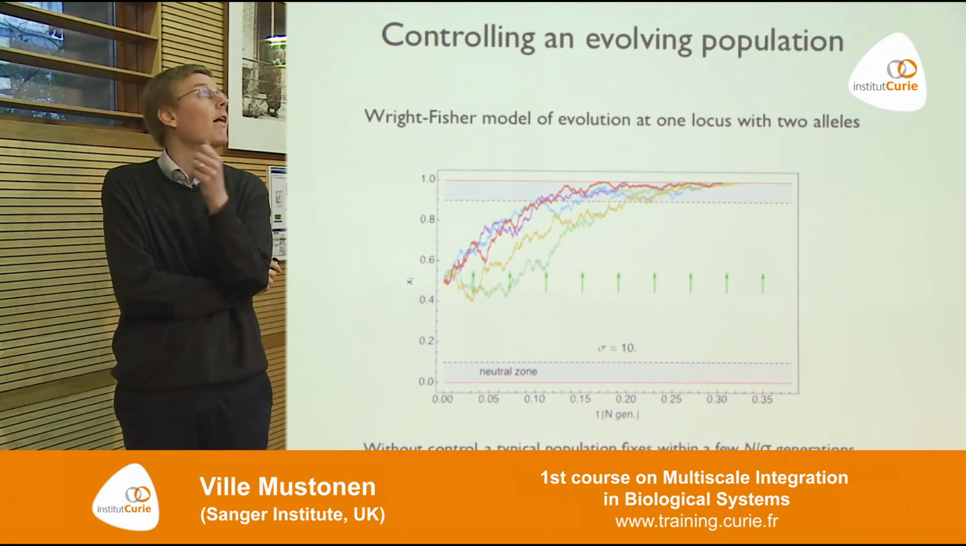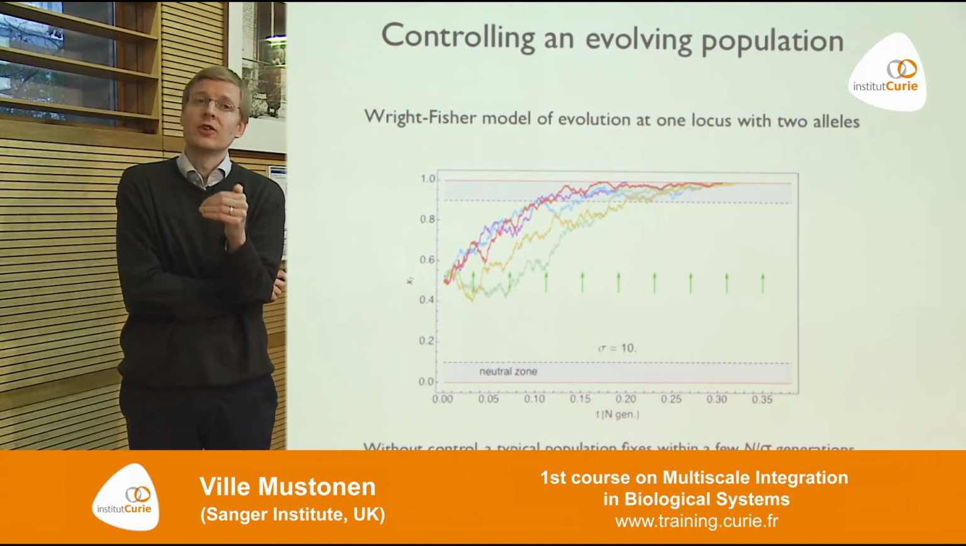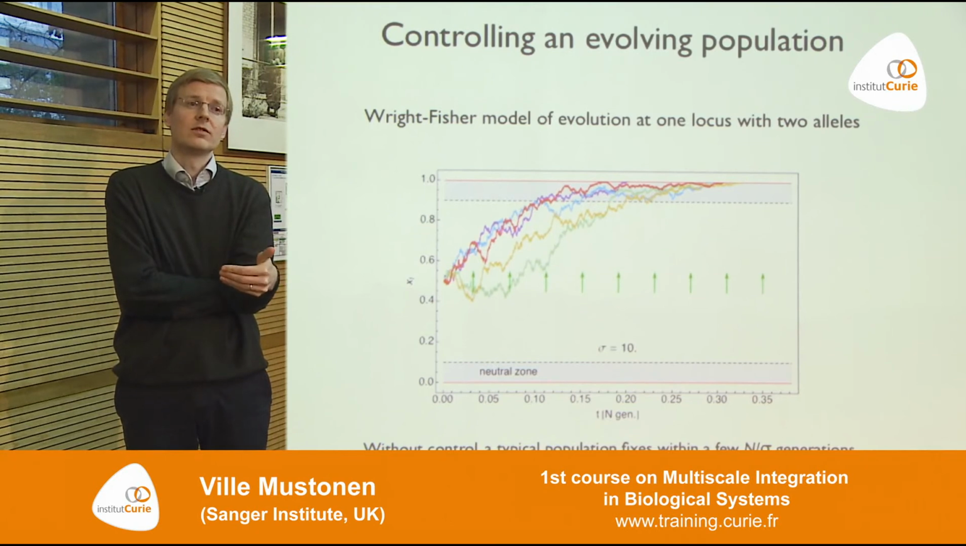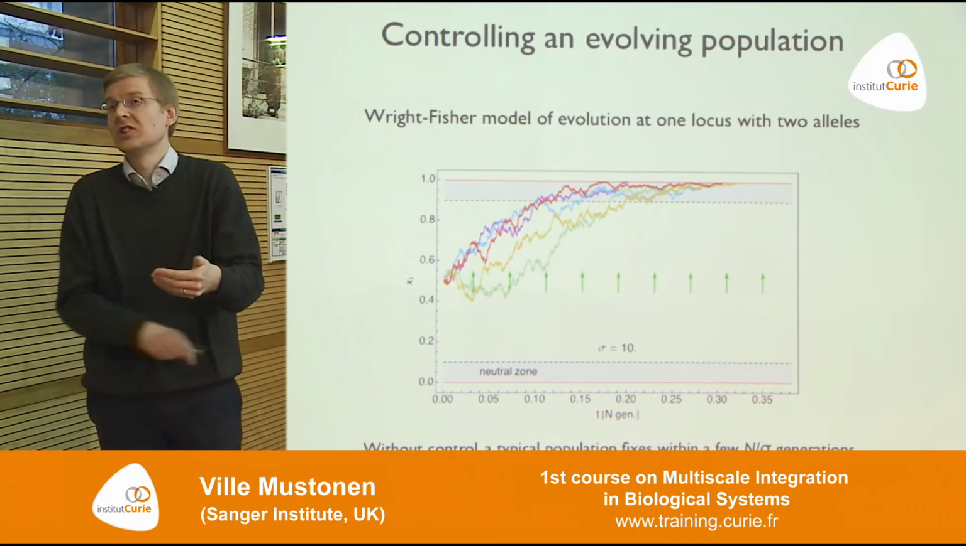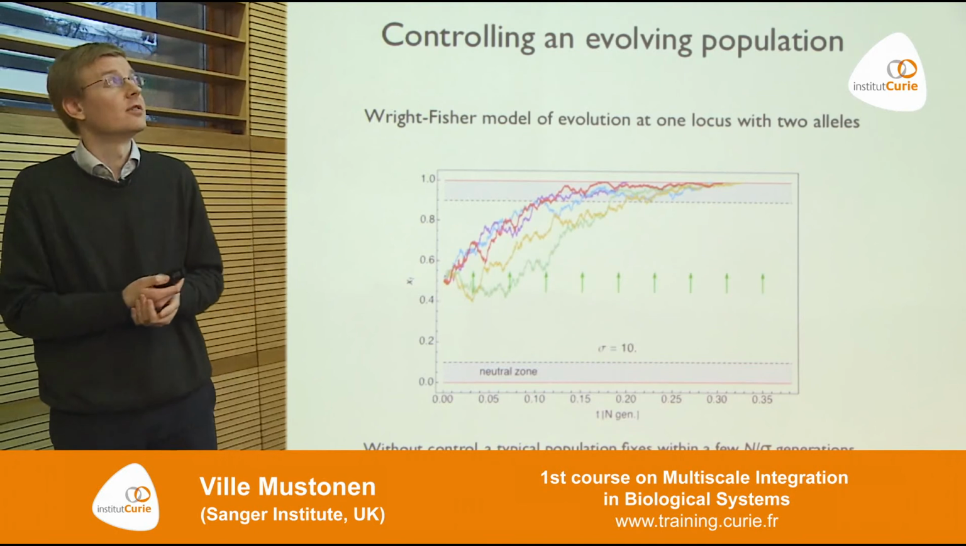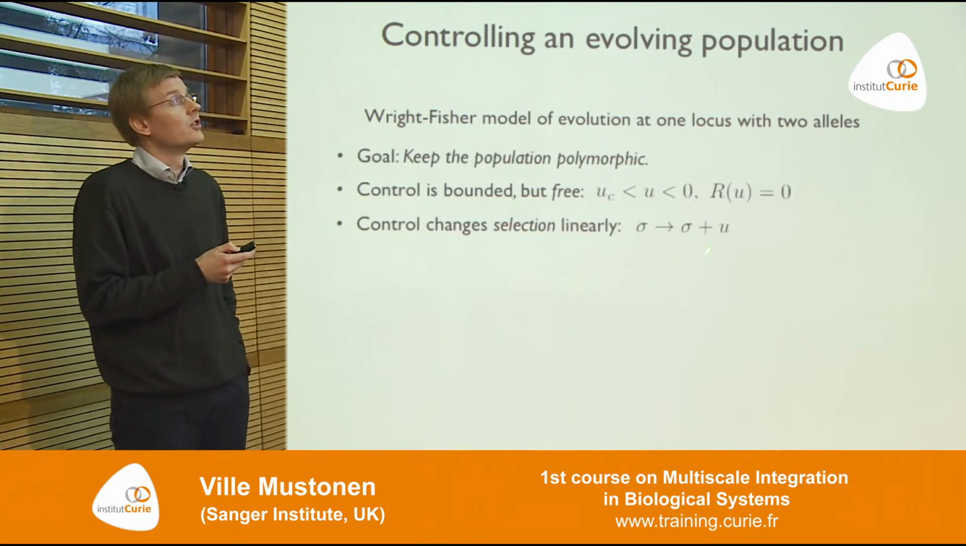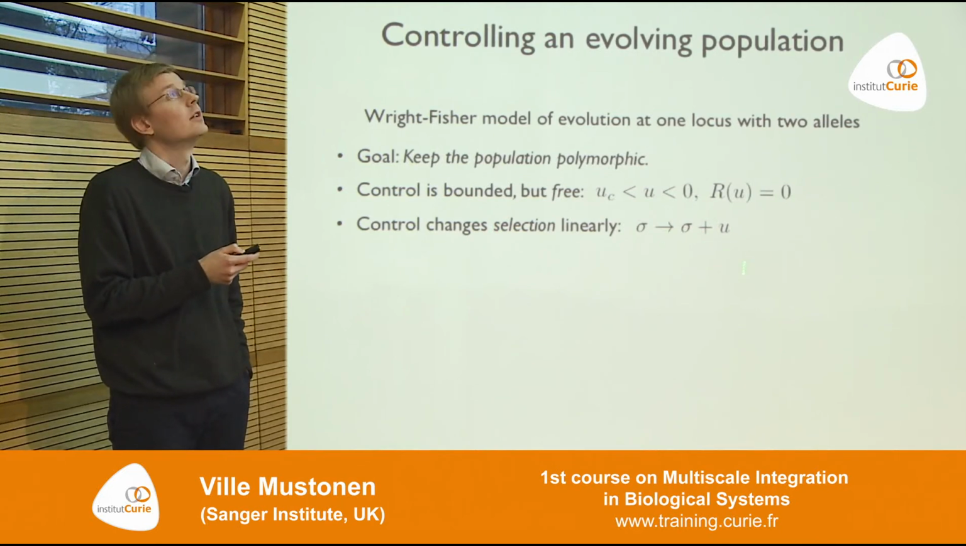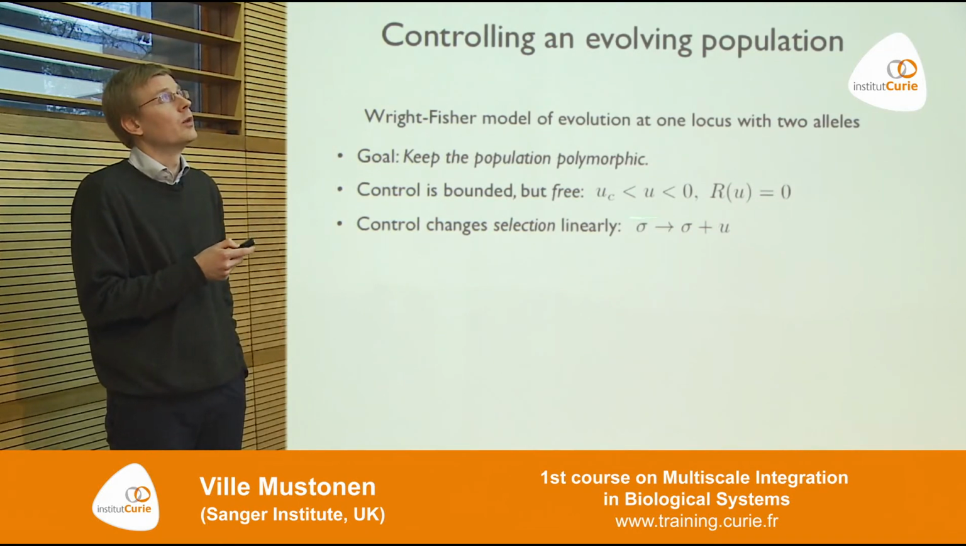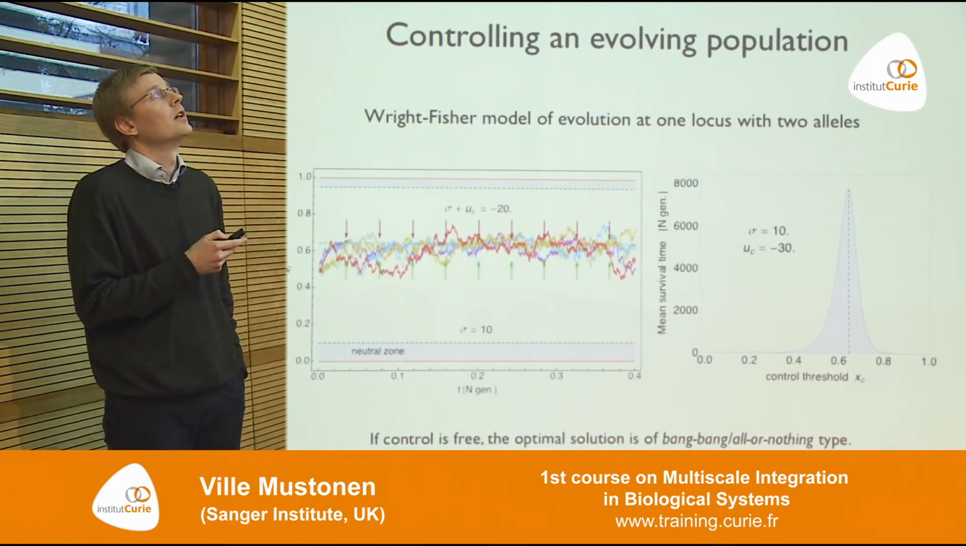And what should we do if we want to maintain the population polymorphic for as long as possible? So we care for diversity for this problem. And well, so selection goes to selection plus this control parameter. And we keep it simple so we don't pay any cost for applying the control. And we then want to keep the population polymorphic.